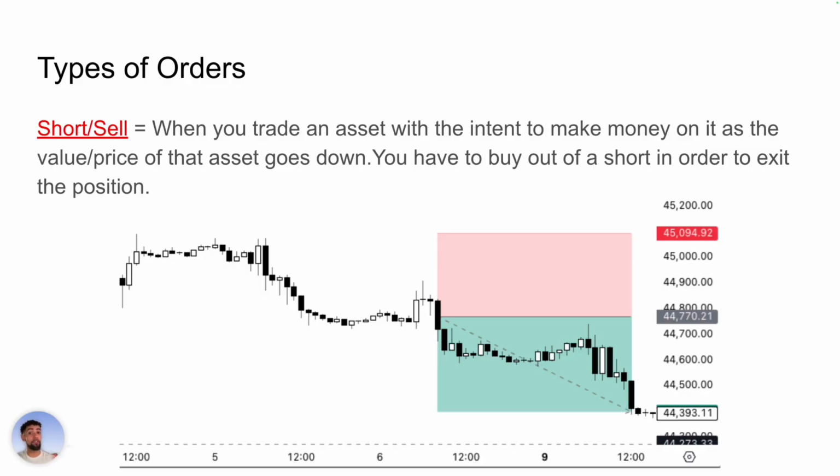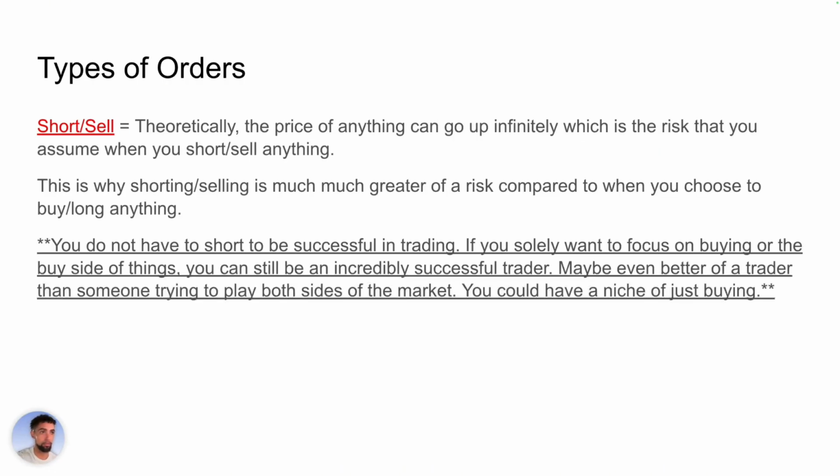But this can go up to 500,000 if it really wanted to. Hypothetically speaking, this price, this 44,393, can go up to $443,931. If that occurred, that'd be 10 times whatever the price is right now. So had you shorted in this area, you'd be down 10 times whatever the amount of money that you were risking from that point. So this is what I'm saying right here. This is why shorting is much greater of a risk compared to when you choose to buy or long anything.